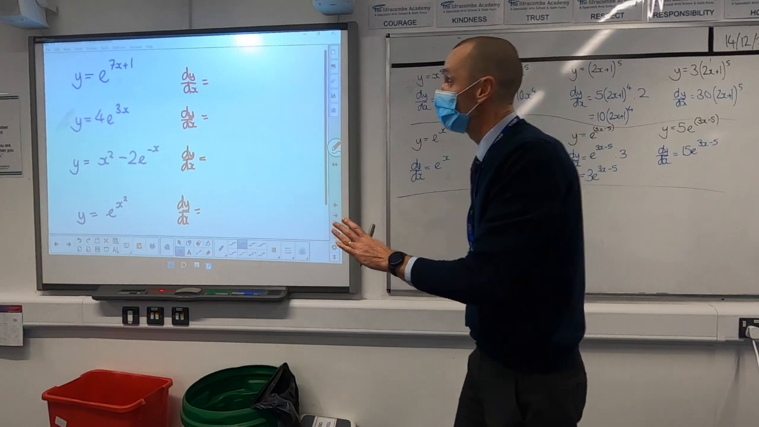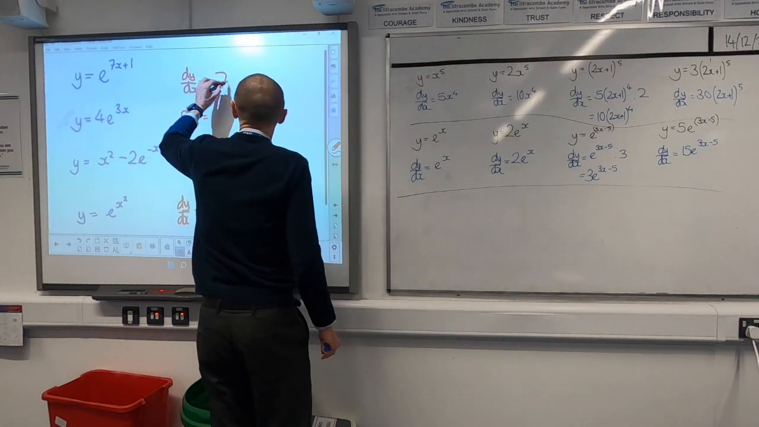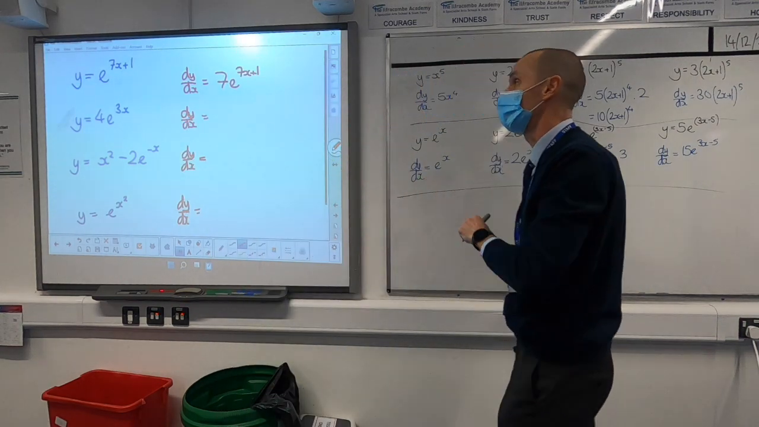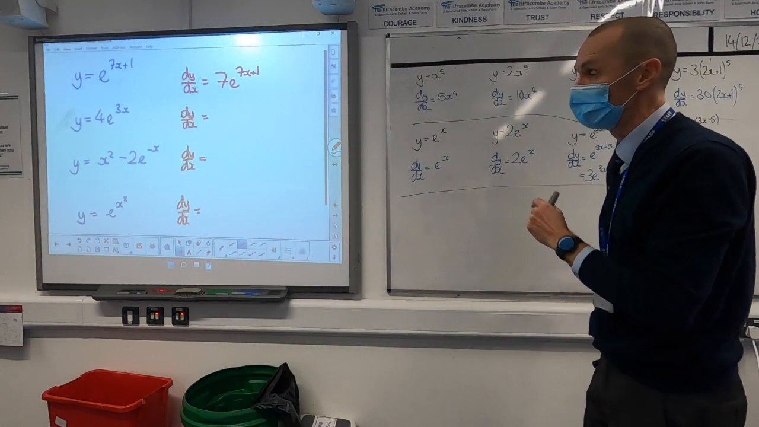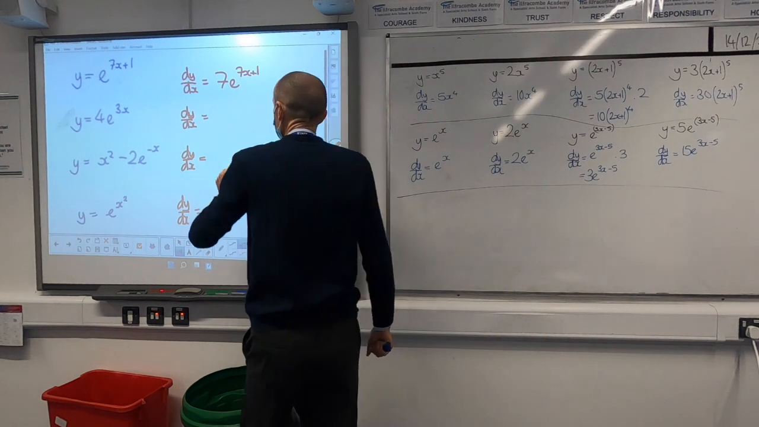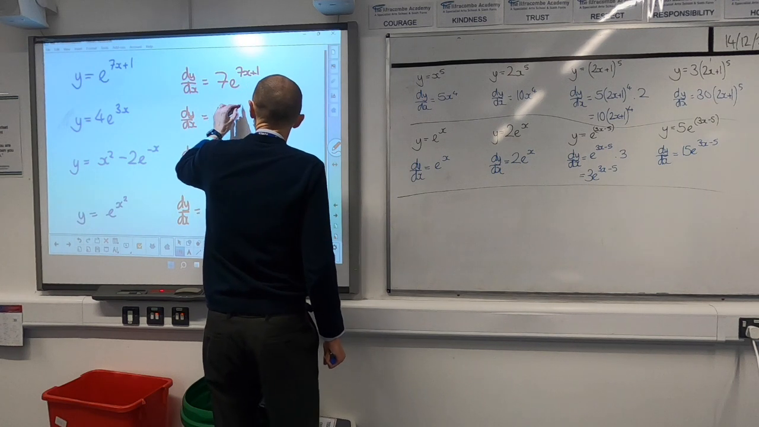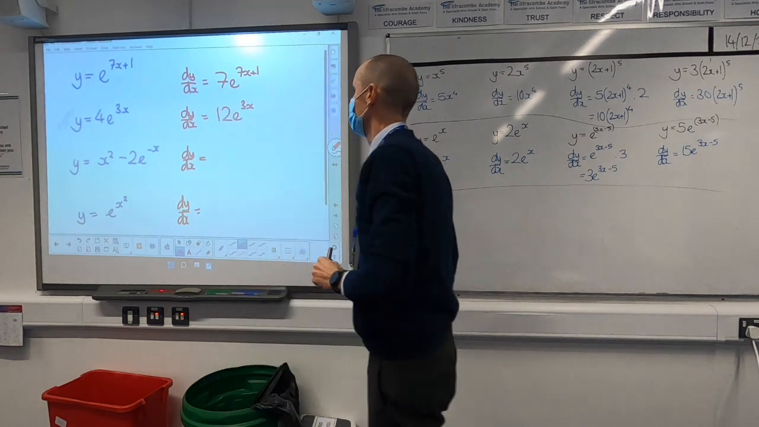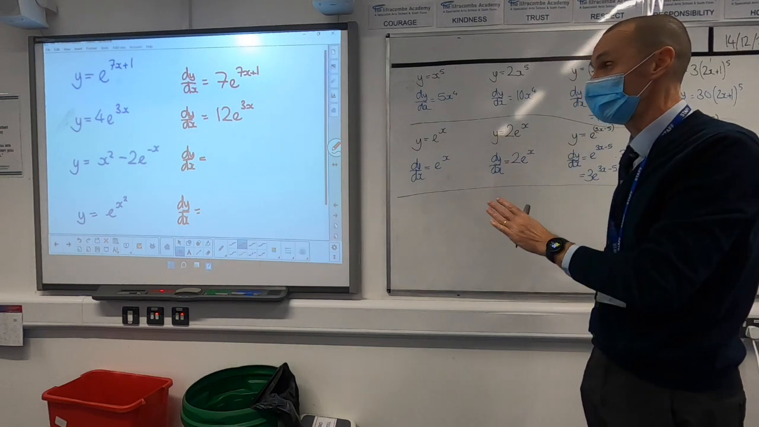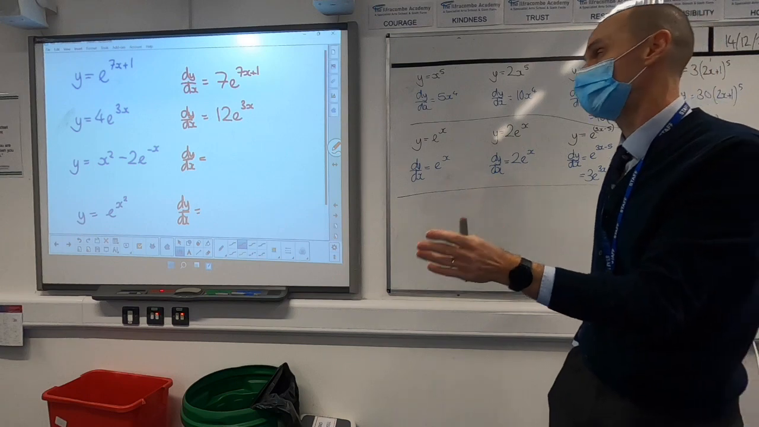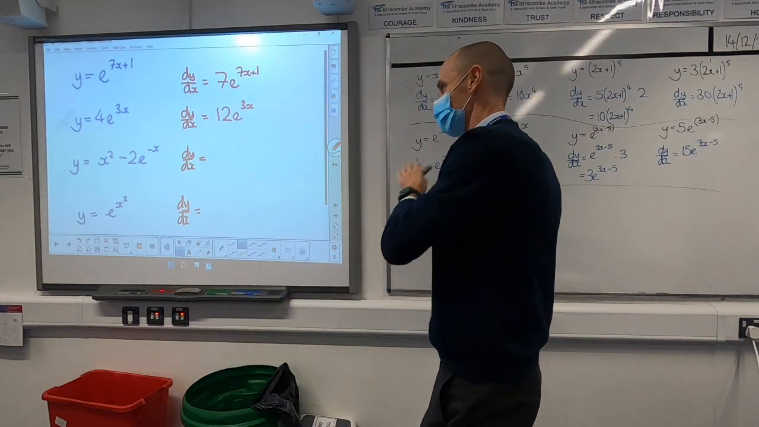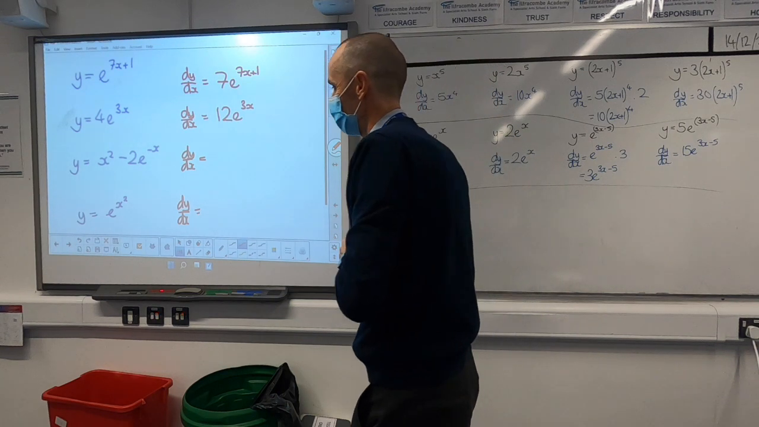So I'm hoping you've got 7e to the 7x plus 1, because it's just e to the 7x plus 1 multiplied by what you get when you differentiate the power, which in this case is just 7, the 1 disappears. So e to the 3x becomes e to the 3x multiplied by 3. So 4e to the 3x is 4e to the 3x multiplied by 3, so you get 12e to the 3x.